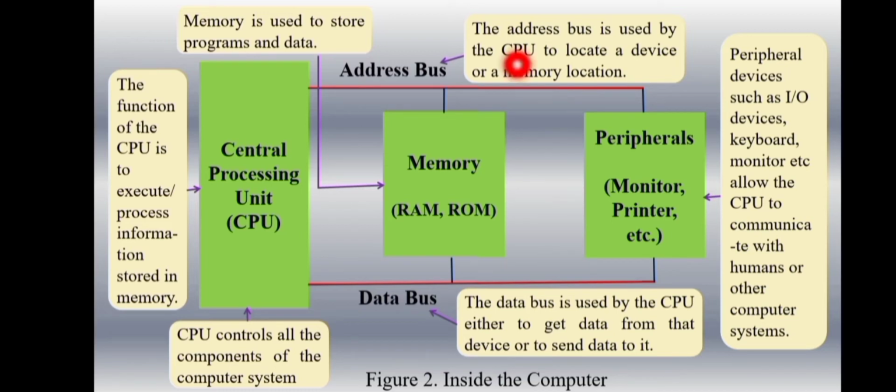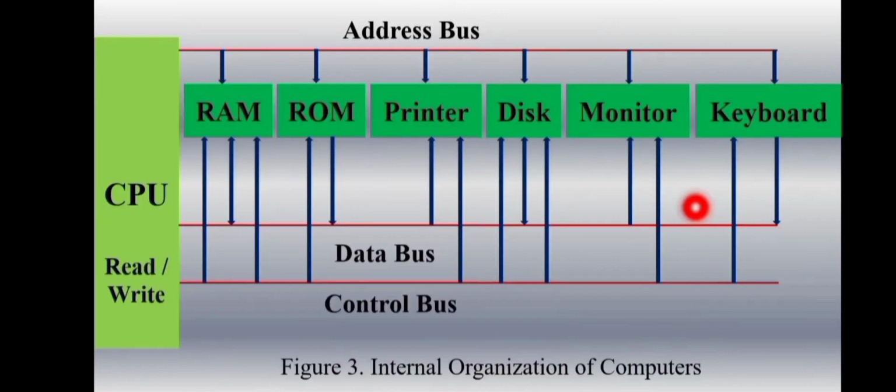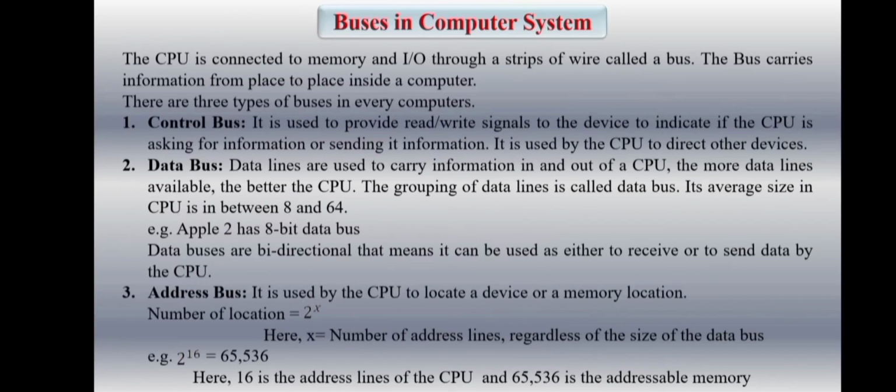Of the three buses, address bus and data bus determine the capability of a given CPU. Let's learn address and data bus in detail. This diagram shows internal organization of computers.